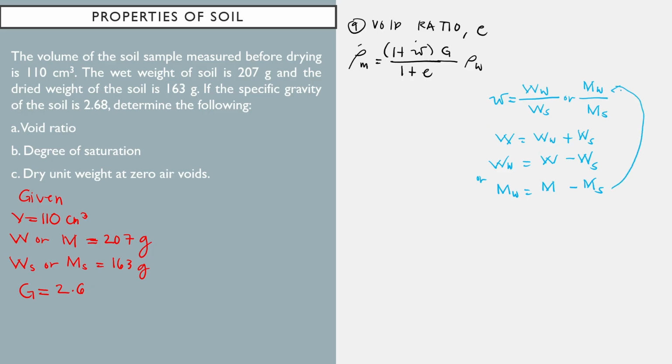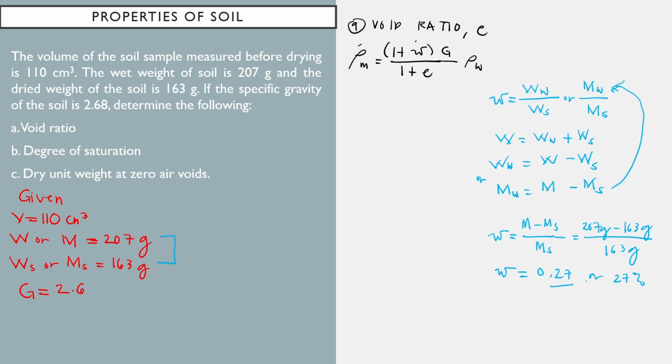Dito, substitute natin. So, now, yung moisture content natin is equal to M minus M sub S divided by M sub S, is equal to 207 grams, yung total mass ng soil sample natin, minus yung dried mass ng soil sample natin na 163, divided by 163. So yung water content natin is equal to 0.27, or in percent, that is 27%.